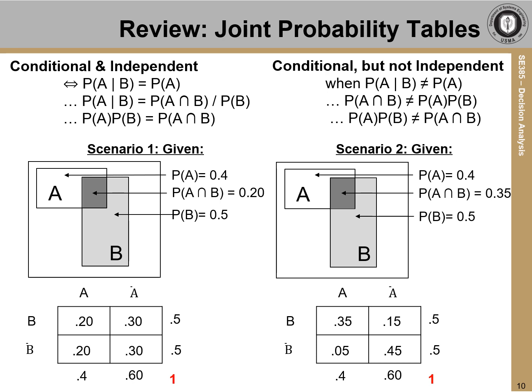So again, A is 0.4, not A is 0.6, B is 0.5, not B is 0.5. A intersect B is 0.35, so A intersect not B has to be 0.05 to sum to 0.4. Meanwhile, the intersection of not A and B has to be 0.15 in order for the probability of B to sum to 0.5, and the probability of not A and not B has to be 0.45, so that again the probability of not B sums to 0.5.